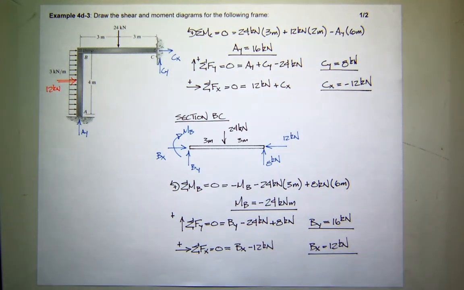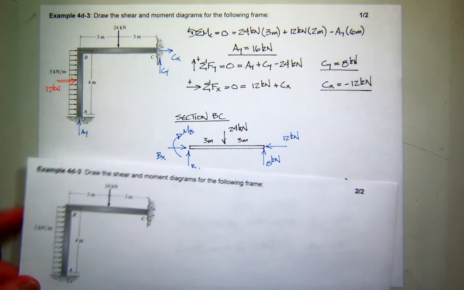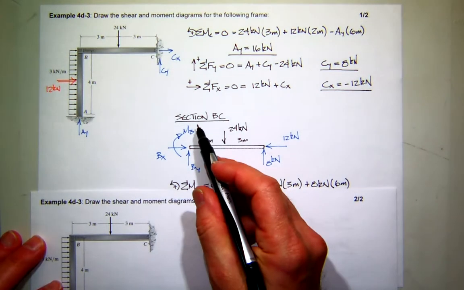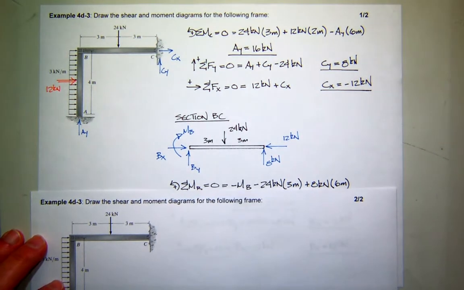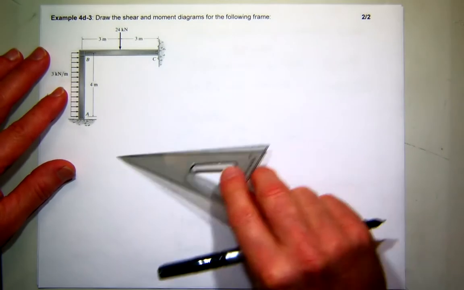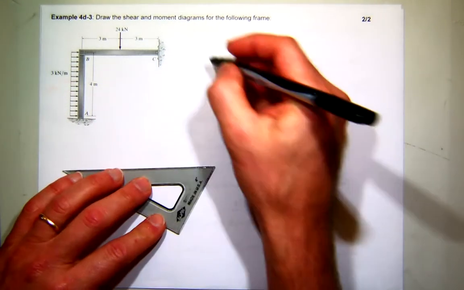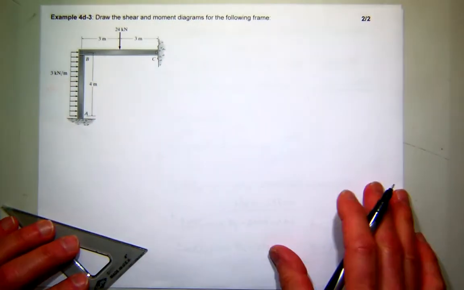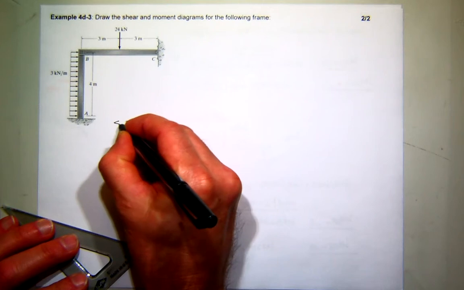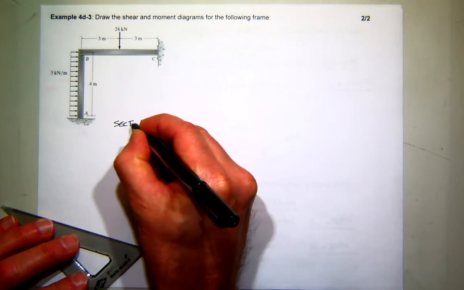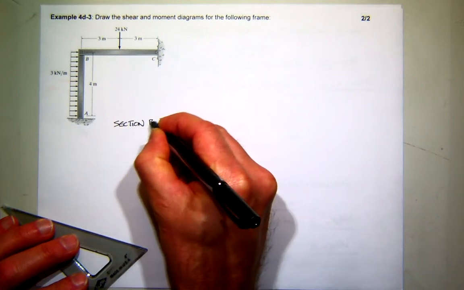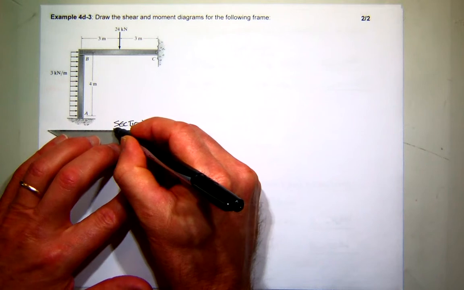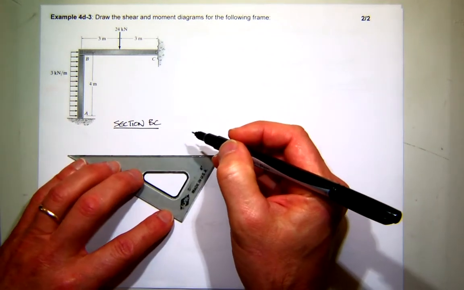So now I have all the pieces I need to draw the shear moment diagram. So I got a fresh piece of paper here. Let's start by drawing the shear moment diagram for section BC. That's probably the easiest one to visualize. So I'll come over here. Let's see, how I can fit this in. I think I'll do it right here. So here's section BC.